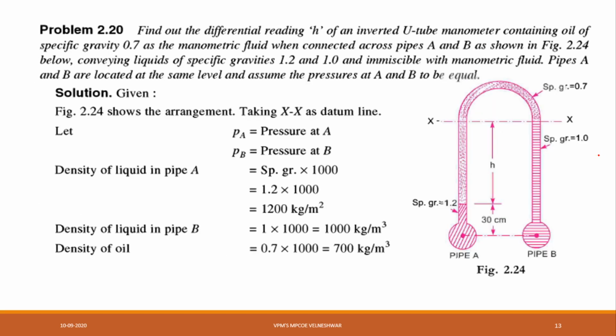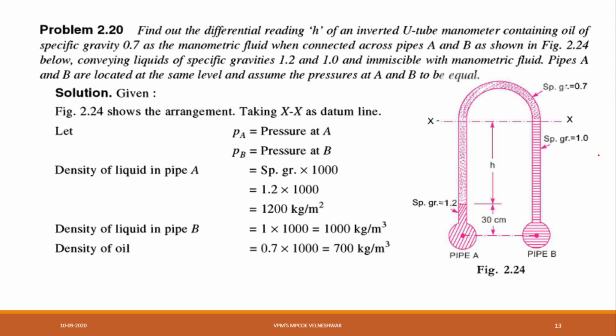Find out the differential reading h of an inverted U-tube manometer containing oil of specific gravity 0.7 as the manometric fluid, when connected across pipes A and B, as shown in the figure. Here there is oil of specific gravity 0.7. Both pipes are at the same level, and we have different specific gravities.